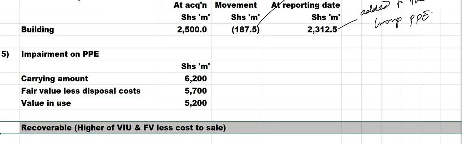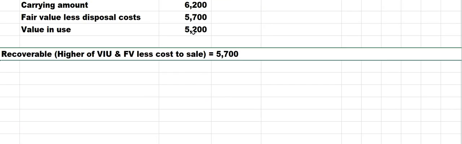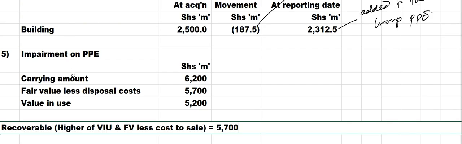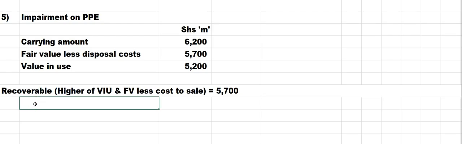Now in this case, what will be our recoverable amount? Our recoverable amount will be 5.7, because 5.7 is higher than the value in use of 5.2. Therefore, there is impairment here. There is an impairment loss.